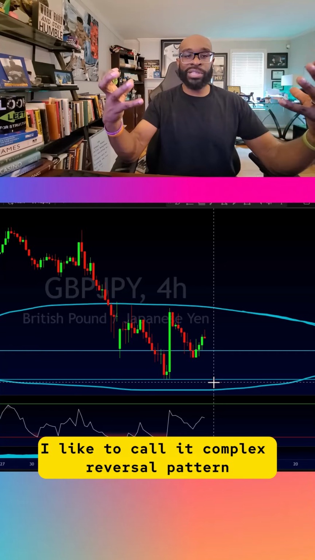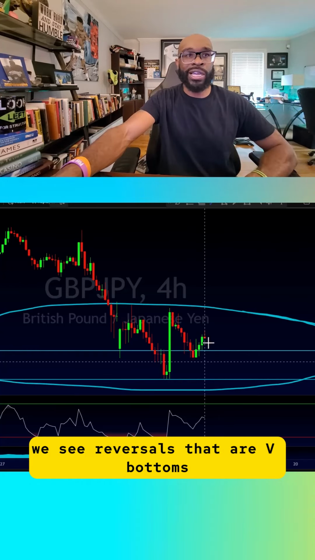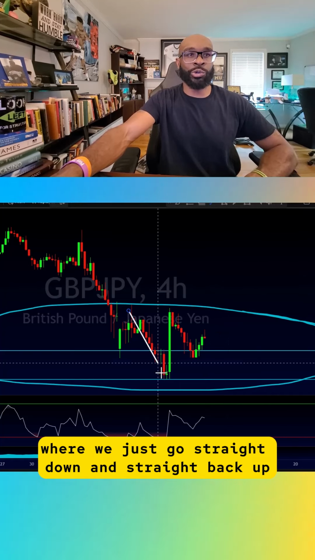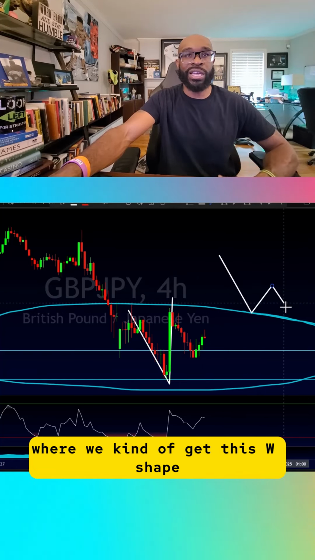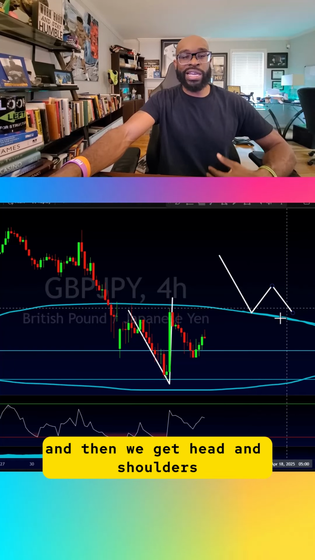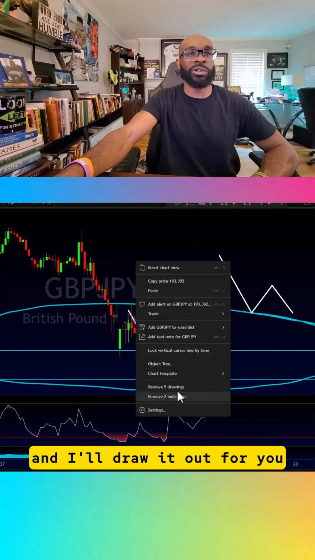I like to call it a complex reversal pattern. So we see reversals in many different ways. We see reversals that are V bottoms, kind of like this, where we just go straight down and straight back up. We see double bottoms where we get this W shape. And then we get head and shoulders, which just pretty much adds a different leg to it. And I'll draw it out for you.